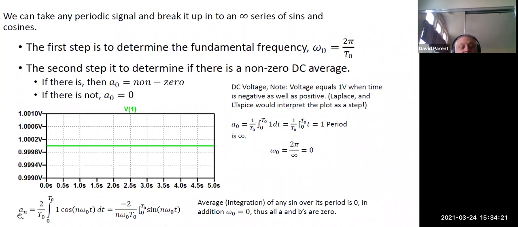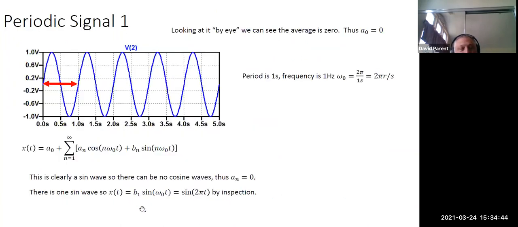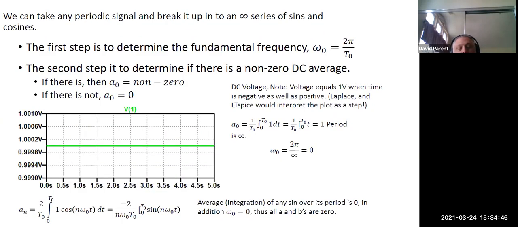Then when we look at what the cosines are, we take that 1 and integrate it times a cosine. We pick that period, and this turns out to be 0. And it works out for the sines as well. Now, why did I go through all that?